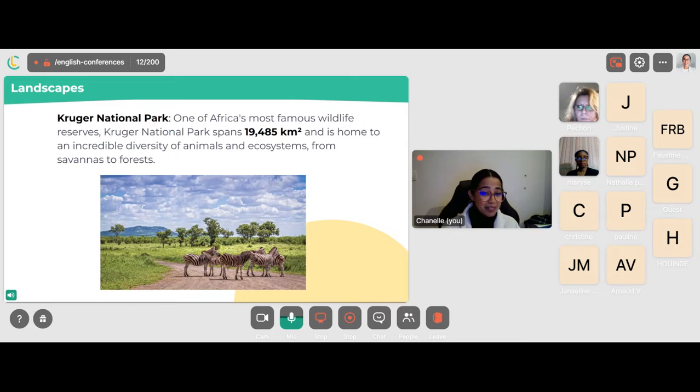One of my personal favorites is the Kruger National Park. One of Africa's most famous wildlife reserves, Kruger National Park spans 19,485 square kilometers and is home to an incredible diversity of animals and ecosystems, from savannas to forests. And every year they have a show of different animals, and it is absolutely incredible to see.